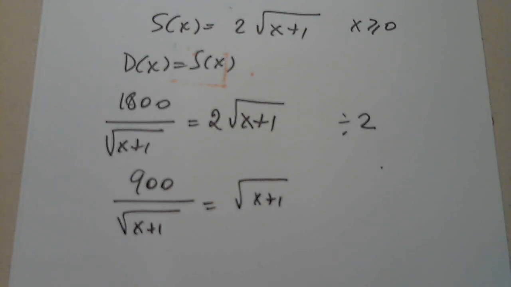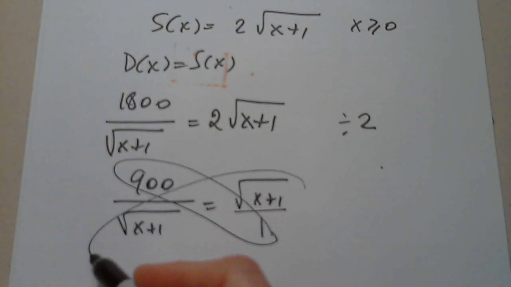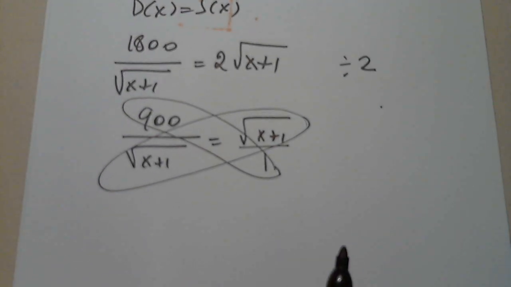I divided the left-hand side by 2 and the right-hand side by 2 to simplify it as much as I could. Okay, how do we proceed? And again, this is just algebra. What do we need to do now to solve for x? You multiply both sides by the square root of x plus 1, because it's a proportion. That's the best thing to remember.